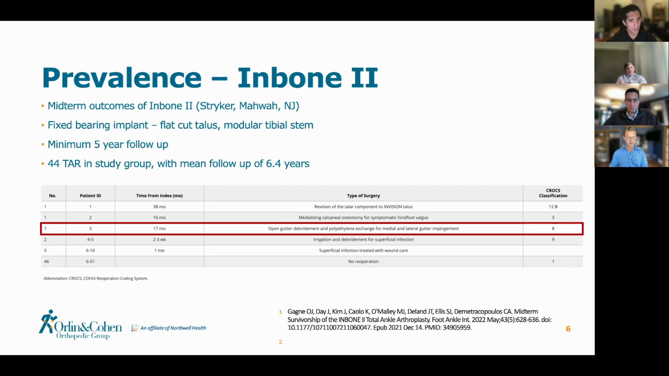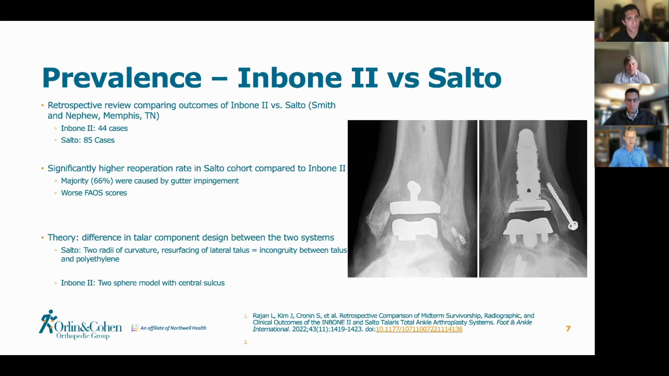And finally, this study looked at the Inbone 2 and Salto. There were double the amount of Salto cases, but they did find that overall there was a higher reoperation rate in the Salto cohort compared to the Inbone 2. And they found that actually the majority of these cases were caused by gutter impingement. And not surprisingly, these patients actually did worse functionally. There was no clear reason why this happened.